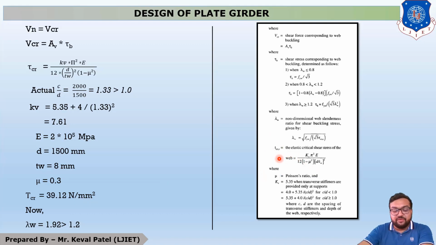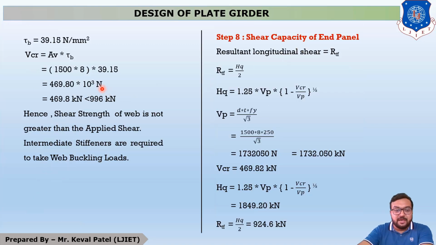Now if we have the value of tau CR, obviously we have the value of lambda W, and after putting the value of tau CR in this equation we will get lambda W is 1.92, which is greater than or equal to 1.2. So for greater than or equal to 1.2 we have to provide the value of tau B as FYW divided by root 3 lambda W square, and if we put the value of lambda W as 1.92 in this equation, we will get our answer of tau B. And this tau B answer is put into this equation, and we will get our answer.